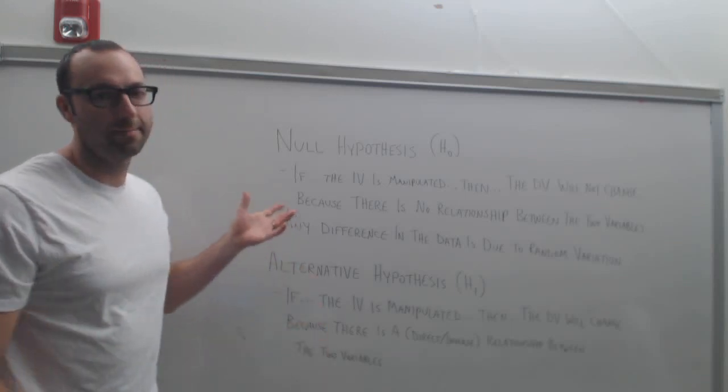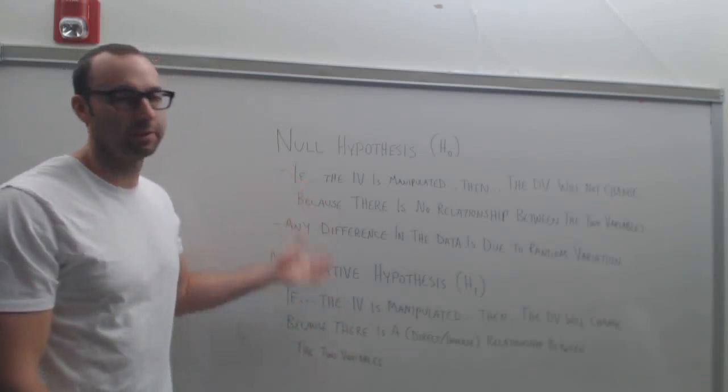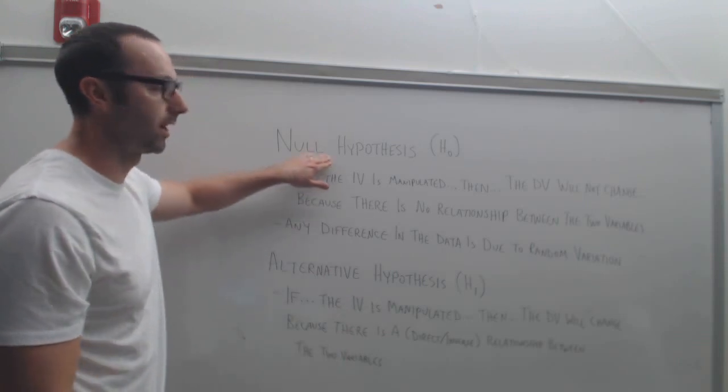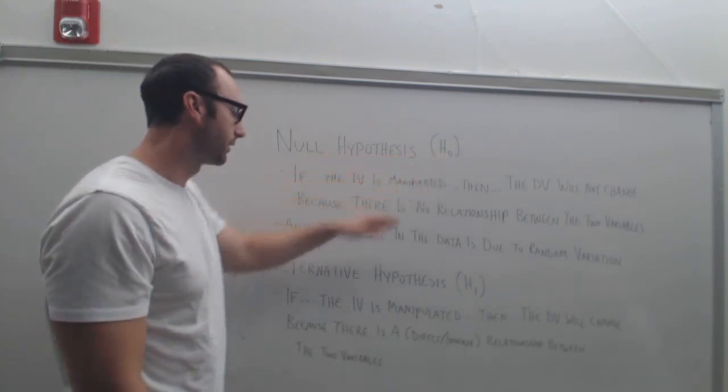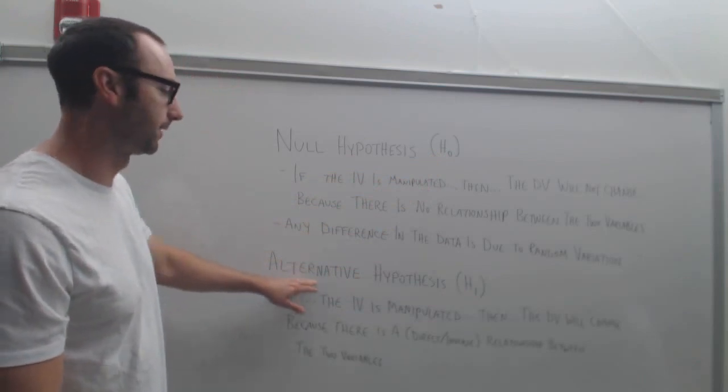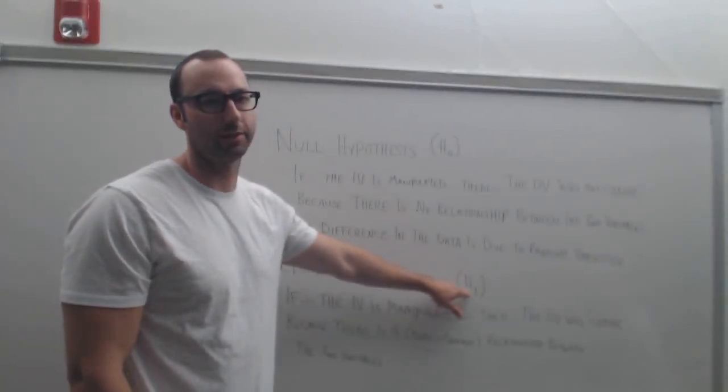So when we're talking about hypotheses, there's two types that we care about. The first one is called the null hypothesis, and it's often abbreviated H sub 0. The second is called the alternative hypothesis, and it's often abbreviated H sub 1.